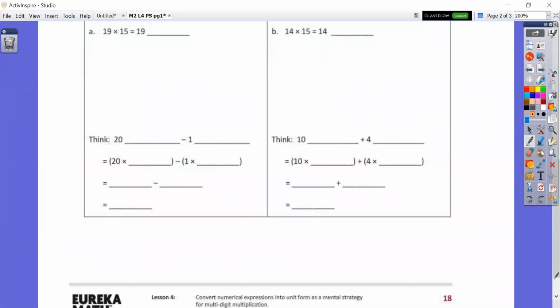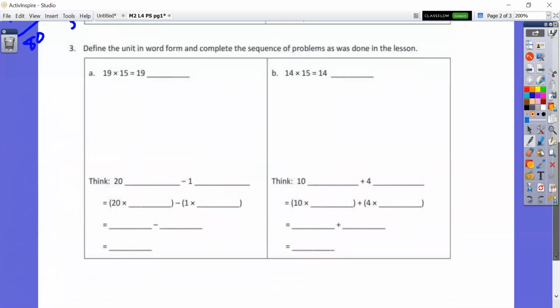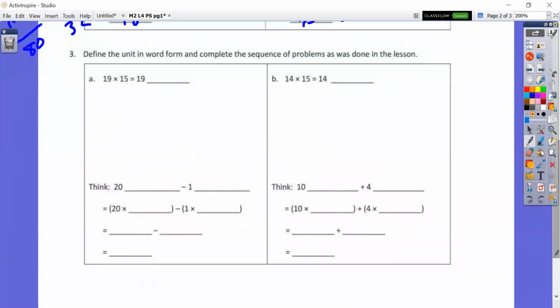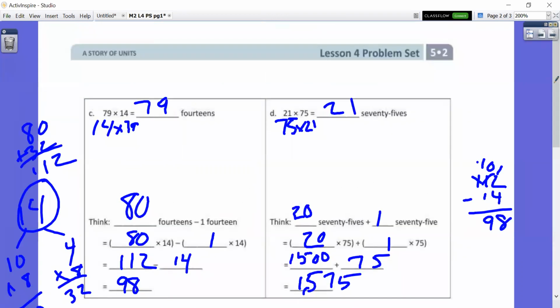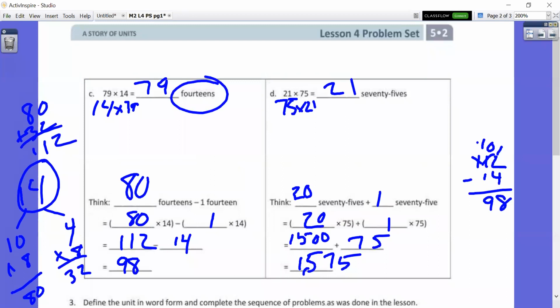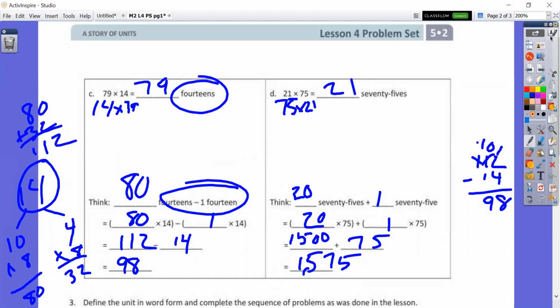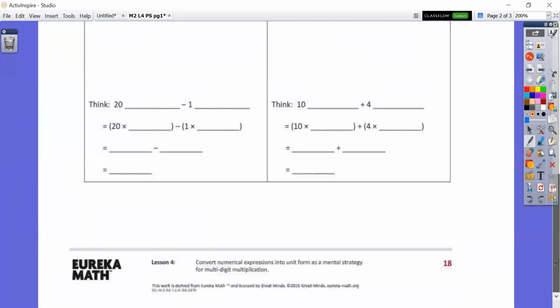All right, last one on this section, and then we'll see what the back page looks like. It says define the unit in word form and complete the sequence of problems as was done in the lesson. Okay, so we're doing the word part. So if I look back up to these last problems, come on, computer, it's not working with me. Oh, somebody emailed me right now, so it's not really doing it. So it looks like we're going to be doing these parts and the rest of the math. Okay, so let's go ahead and check that out down here.